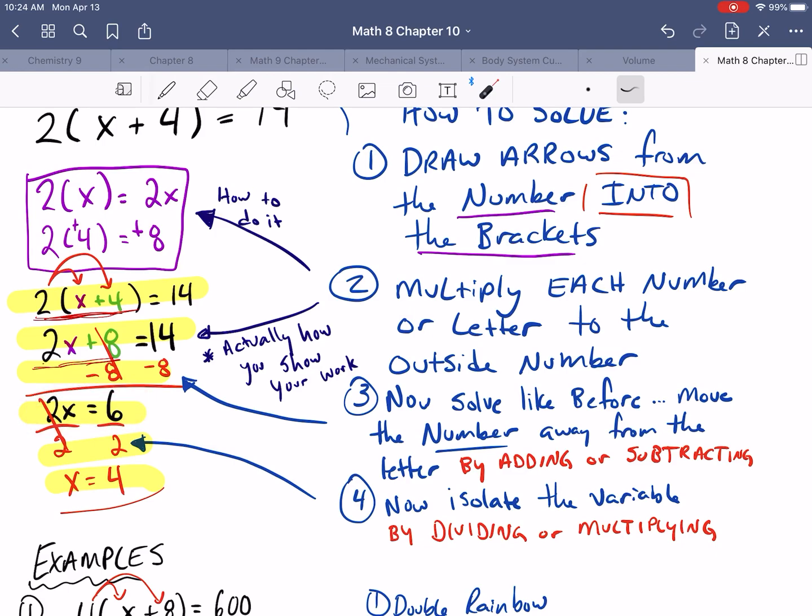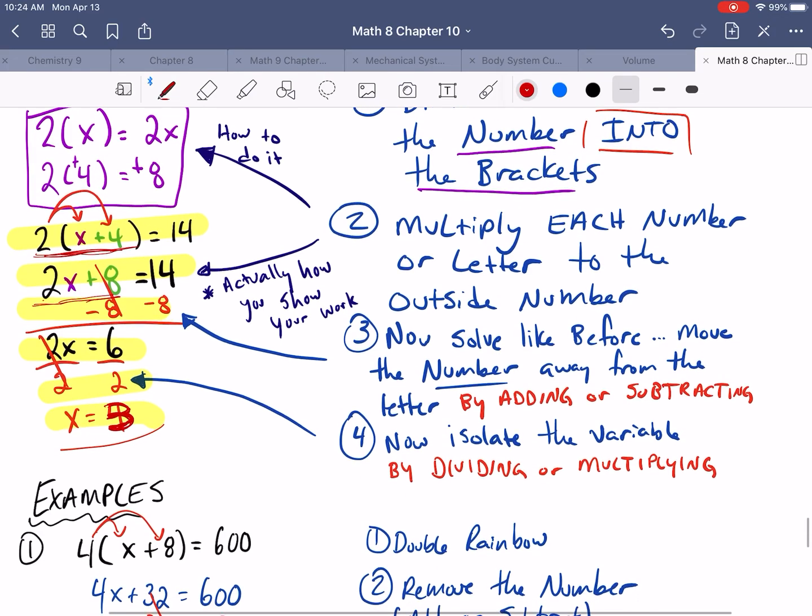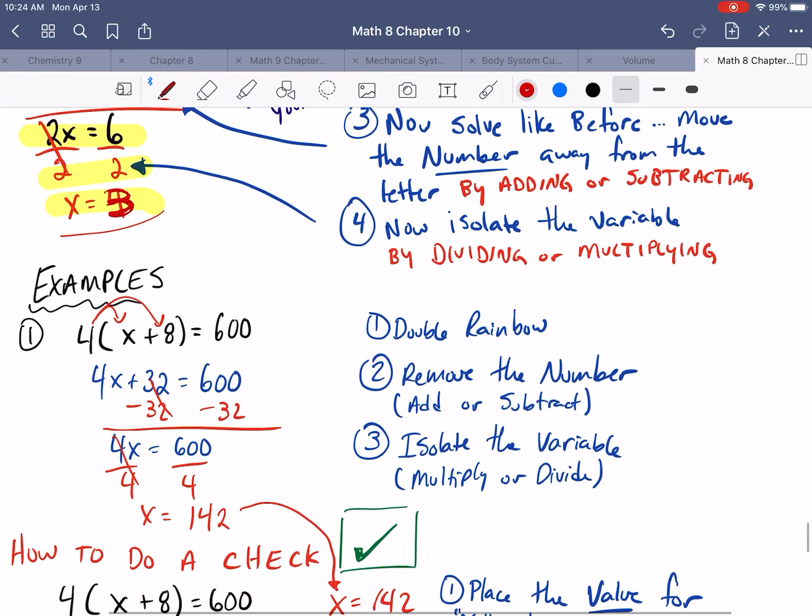Our opposite operation is to divide by 2 here, divide by 2 here. And 6 divided by 2, wow, equals 4. Actually, last time I checked, that would be 3. So we'll just change that like that, and I'll fix that for you. Okay, so 6 divided by 2, last time I checked, was 3, not 4. So that's how you get the answer.